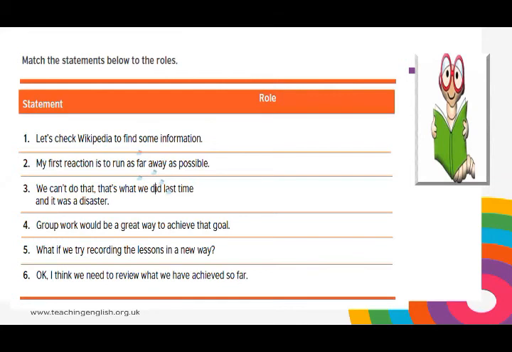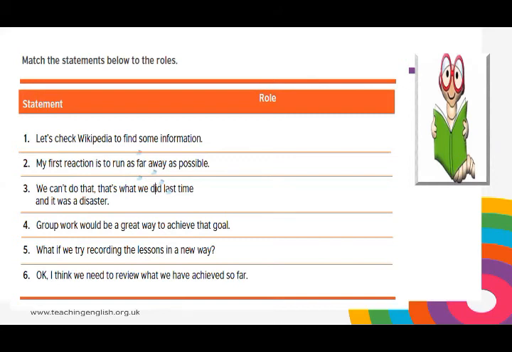The second one. My first reaction is to run as far away as possible. Who is speaking, please? Miss Mona. Yes, Miss Mona. I think negative. This is negative. It is completely negative, honestly.